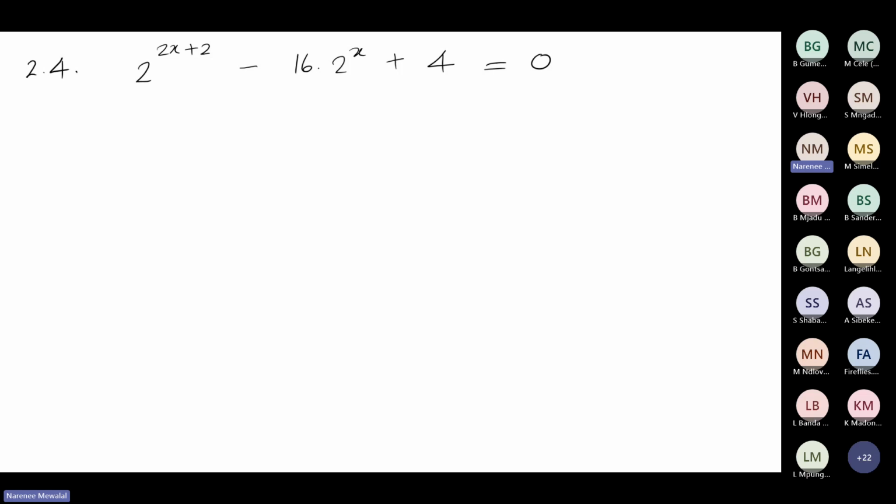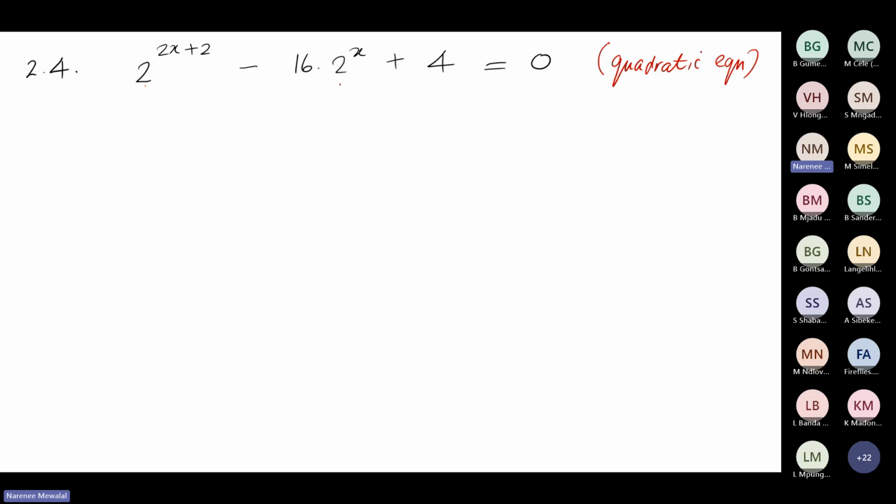right, question 2.4. Your question 2.4 says 2 to the power 2x plus 2 minus 16 times 2 to the power x plus 4 is equal to 0. Now, you've got a base 2 to the power 2x, and then you have a base 2 to the power x. When you have a situation like that, you know this is going to lead to a quadratic equation, okay?